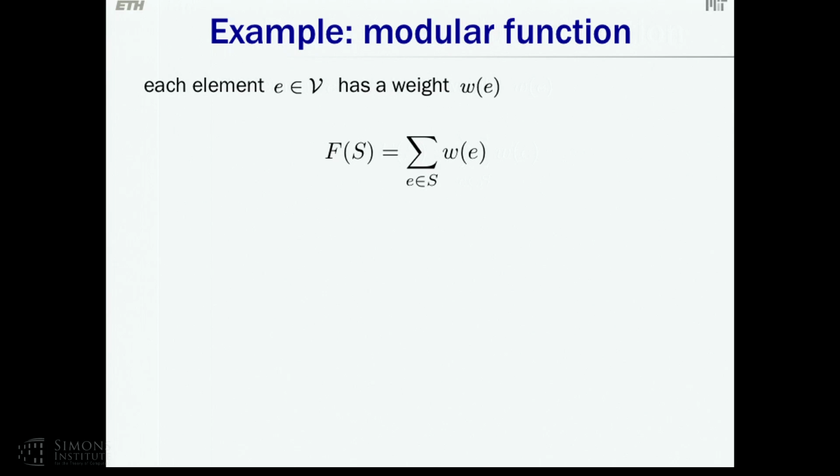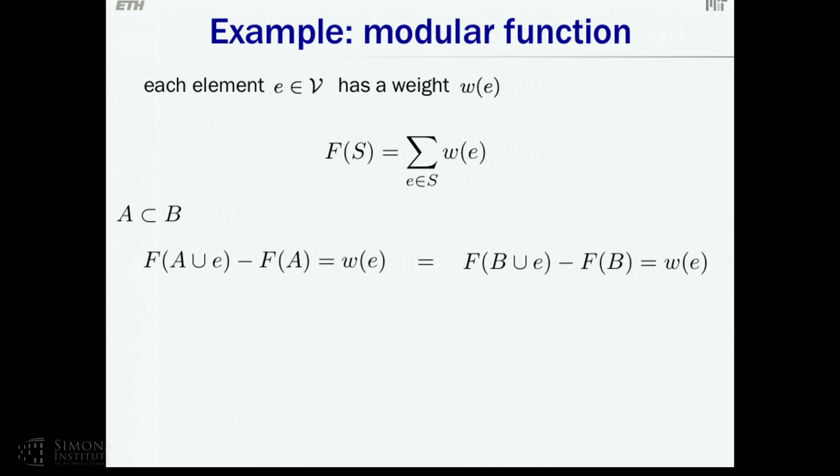So what is the marginal gain for this function? It's actually pretty simple. If I see how much my function increases if I add a single element E to my set, the increase is basically the weight of that element. And that is in fact independent of A. That holds for all possible sets that I might be adding this to. So the marginal gains are always the same, whatever the sets are. So we get the inequality holding with equality.